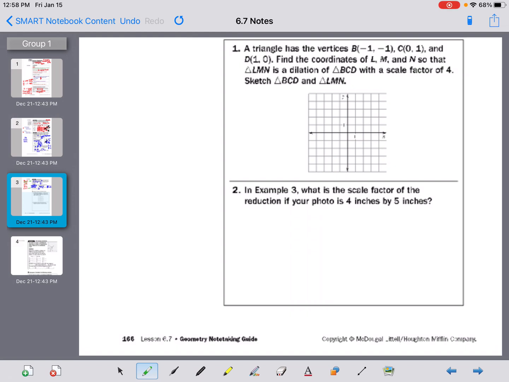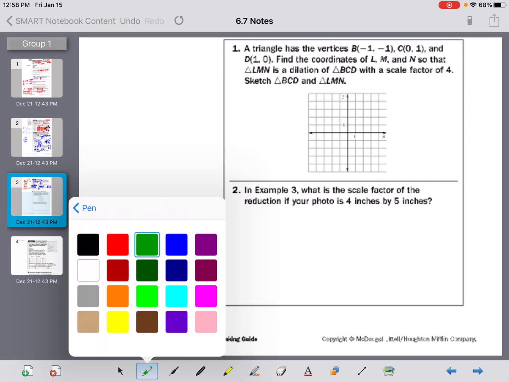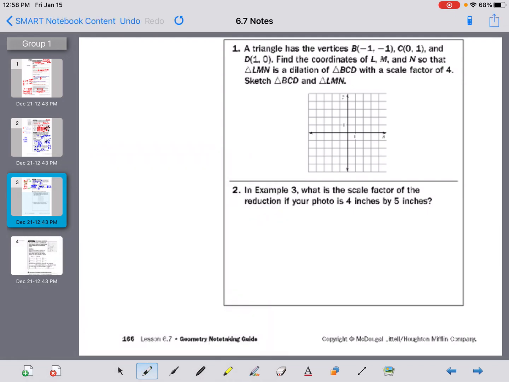Okay, we have another triangle, and we're going to find the new coordinates with a scale factor of 4. So let's start with our original and graph that one. B is at -1, -1. C is at 0, 1. And D is at 1, 0.